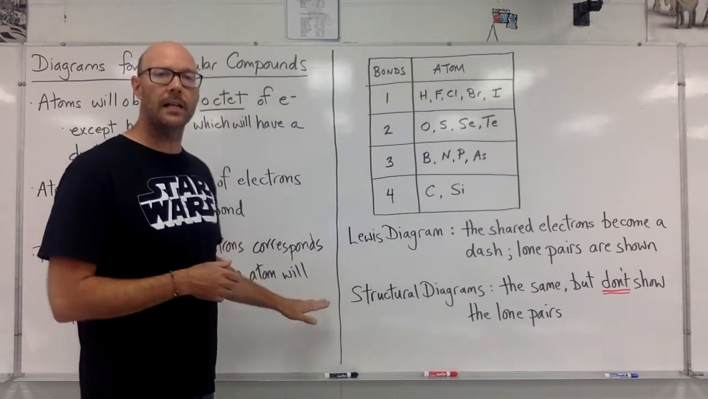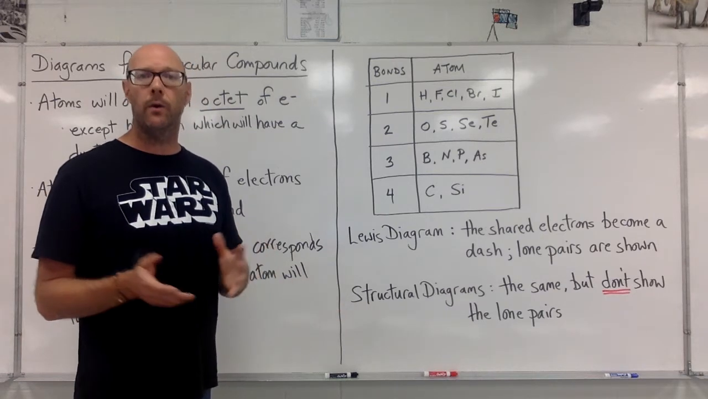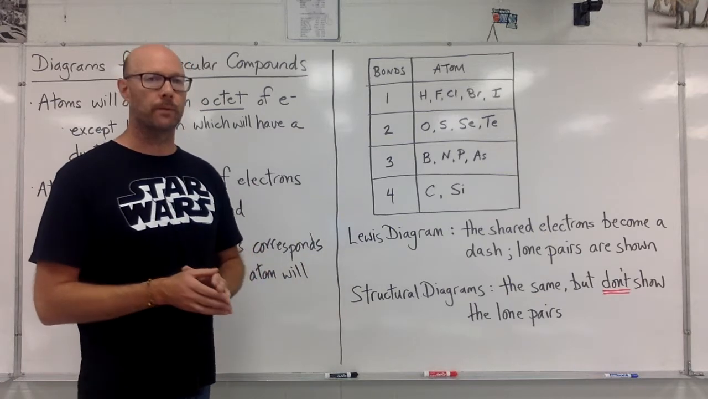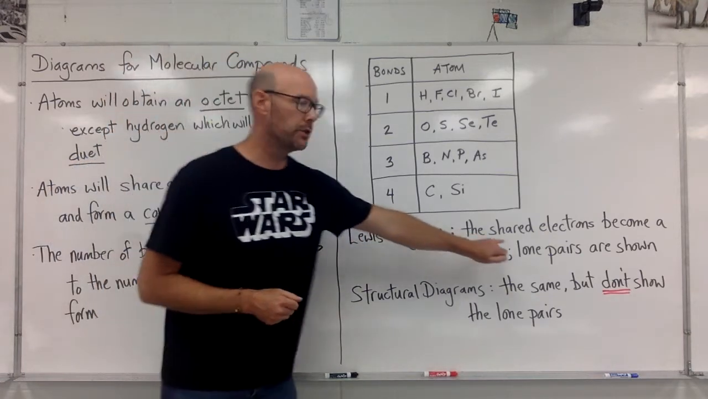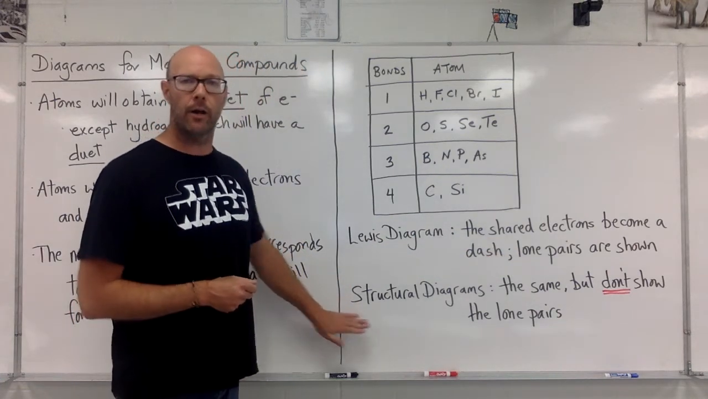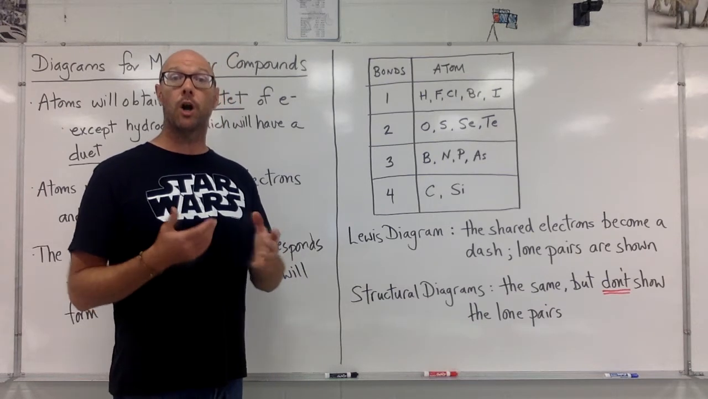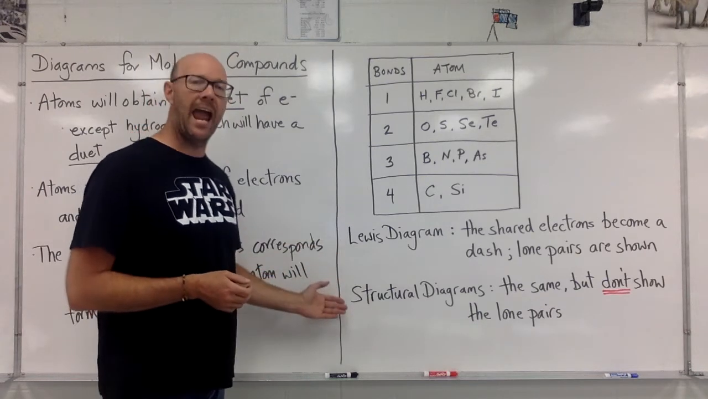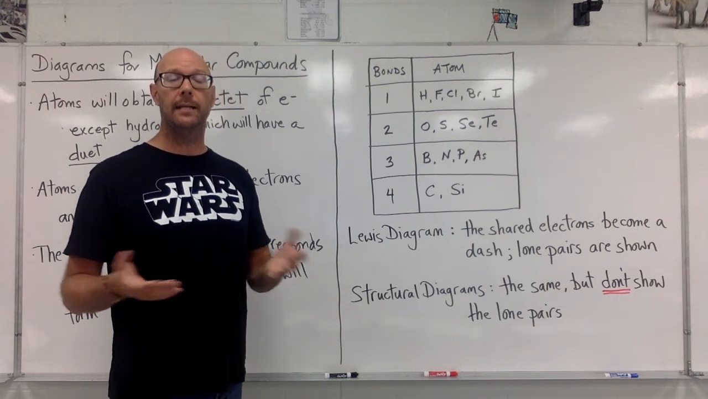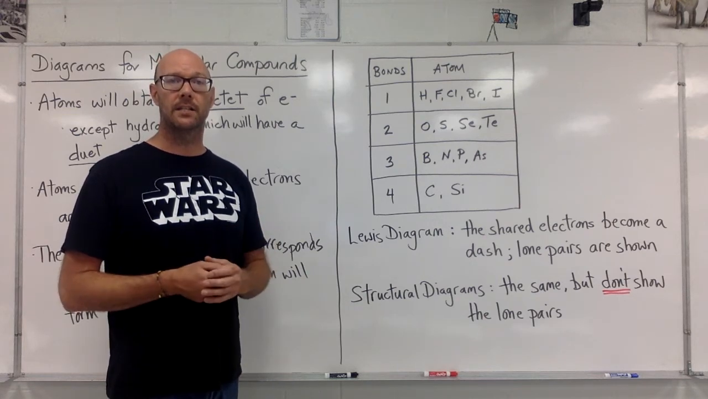A second style of diagram is called a structural diagram. It's very picky now. It's exactly the same as a Lewis diagram with one exception. Lewis diagrams, the lone pairs are shown. A structural diagram, the lone pairs are not shown. It is important to say that there are times where the Lewis and the structural diagram might be exactly the same. There might not be any lone pairs. We're going to see a bunch of examples for that in the next video.